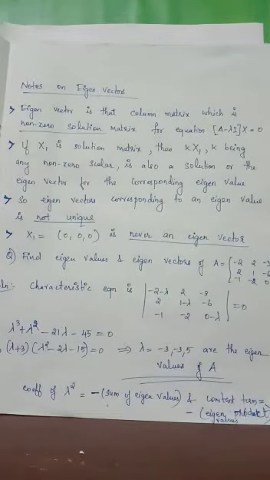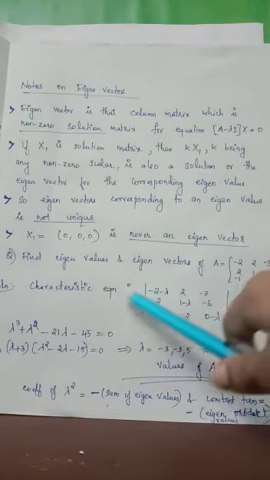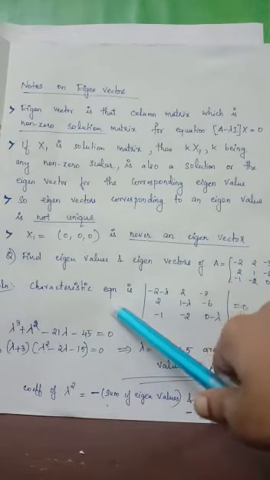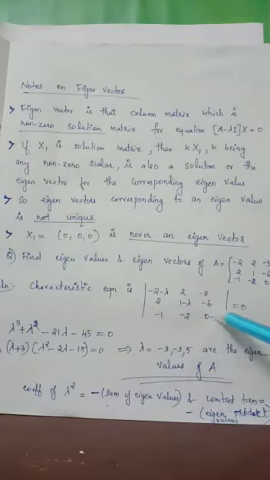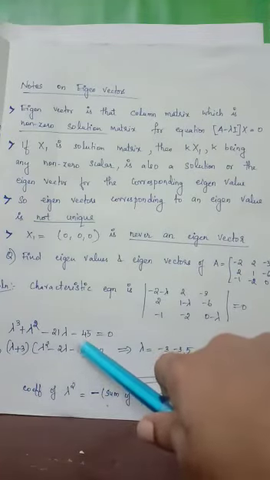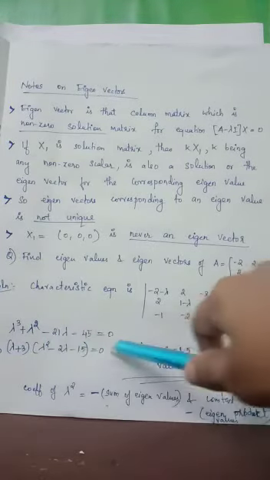Now, if you consider a 3 by 3 matrix and you're interested in finding out the eigenvalues and eigenvectors of the matrix, the first step will be to evaluate the characteristic equation, which is given by determinant of (A minus lambda I) equal to 0. Whenever you have a 3 by 3 matrix, the characteristic equation will be a cubic equation in variable lambda, and you can easily find out the eigenvalues by looking at this cubic equation.